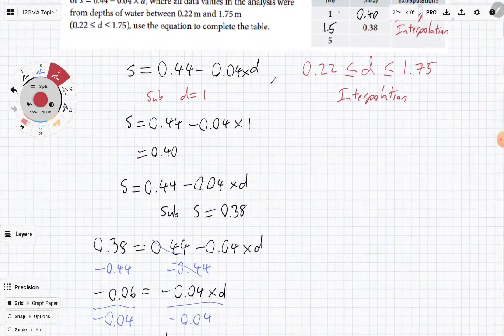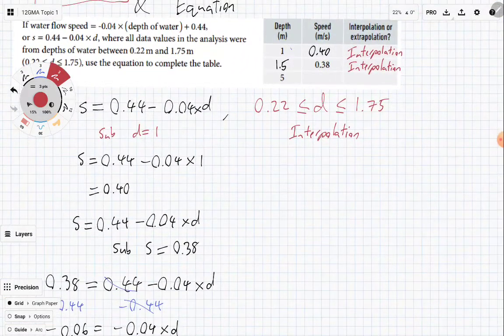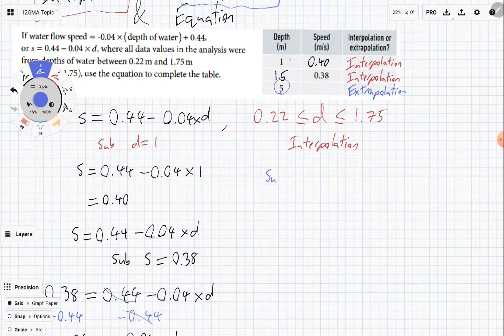So that's all finished up. Last question is C. And we can see immediately that this is 5. Now, as you can see, 5 is not within that range. It's actually bigger than that, so it's going to be extrapolation. And now we just need to actually work out the value of it. So let's sub in D equals 5 into the equation. We get S is equal to 0.44 minus 0.04 times 5, which is equal to 0.24, and that goes up into the table.